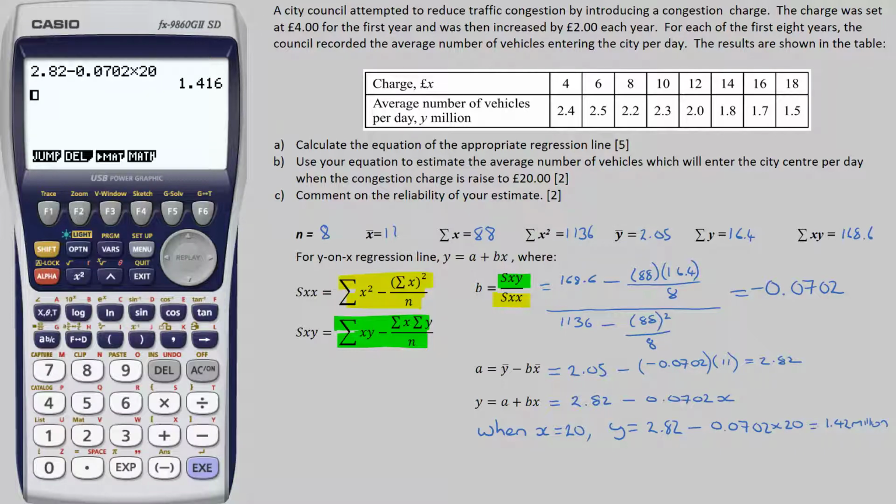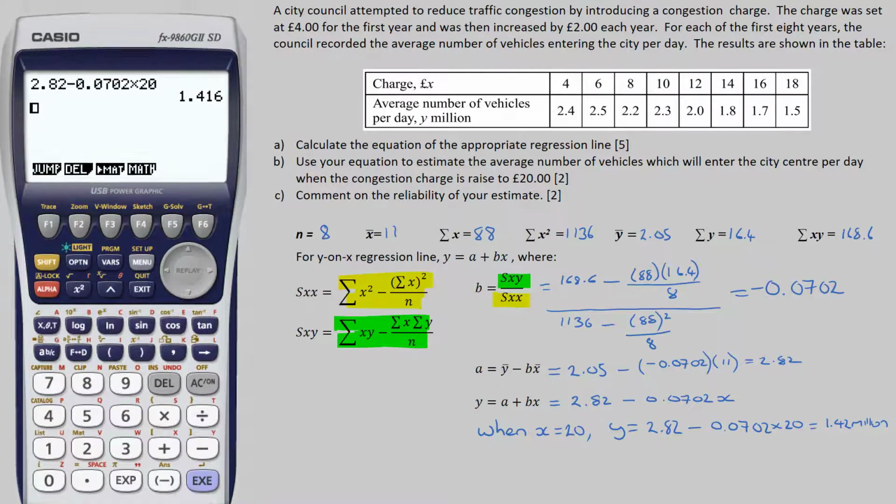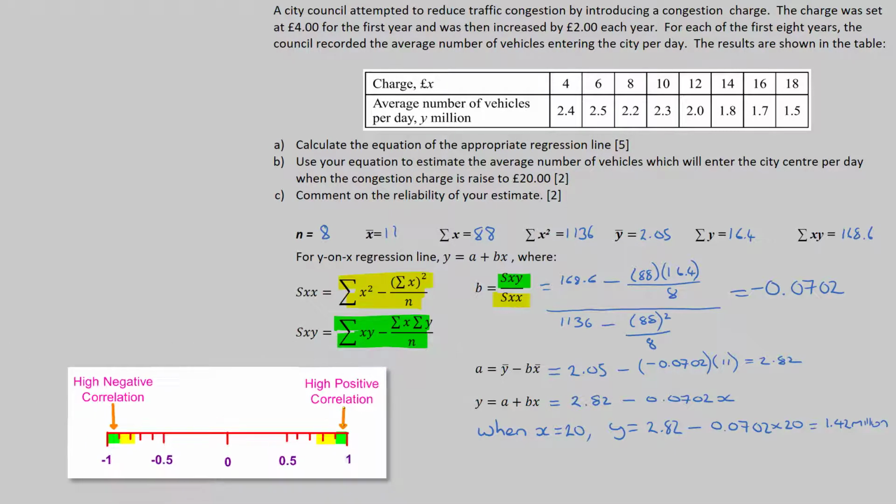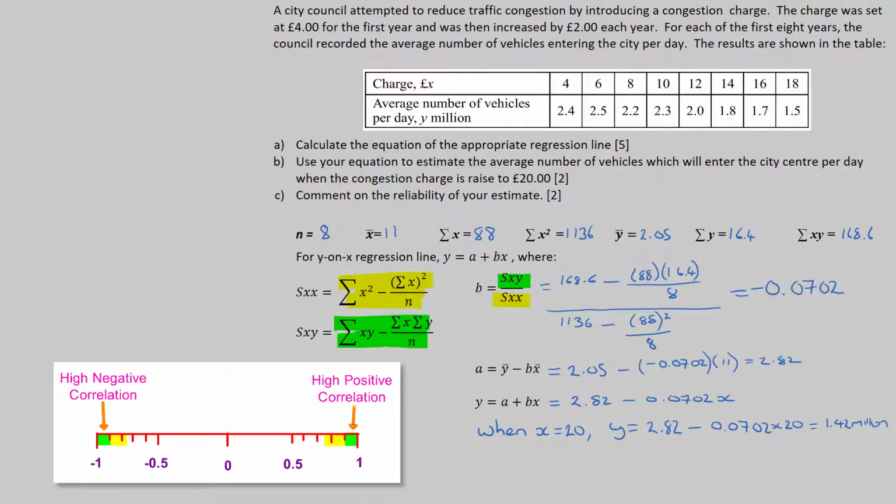Now the last part of the question asks about reliability. There are 2 factors affecting reliability, and you will need to reflect on these and make a decision. Firstly, strength of correlation. For the estimate to be reliable, there must be high correlation, so anything above 0.9 for positive correlation or below minus 0.9 for negative correlation. In this question, we have negative correlation and calculated PMCC to be minus 0.96, so we've clearly got high correlation here.